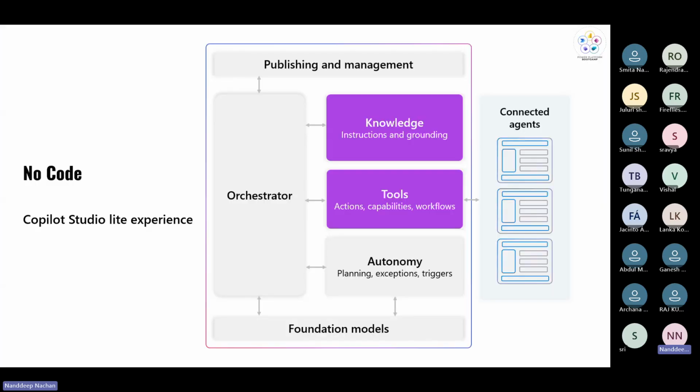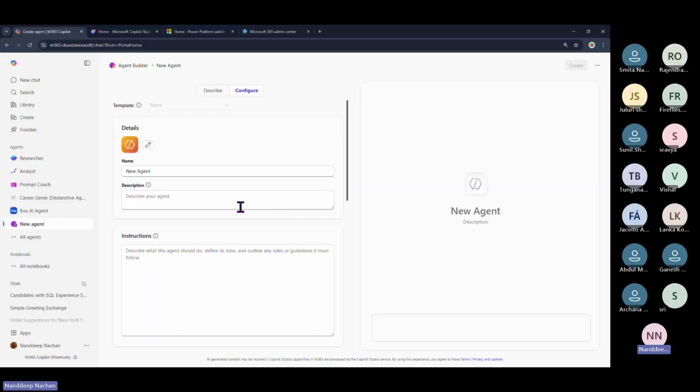If I go back to the architecture, these are the only two blocks where you as a user will have control. First, to define the knowledge for your agent, and secondly, to define the capabilities for your agent. The rest of the parts, the orchestrator, the foundation models, autonomy, and publishing and management, will be handled by Microsoft 365. That means it will use the underlying model which is available, but you will not have any control over choosing your own models.